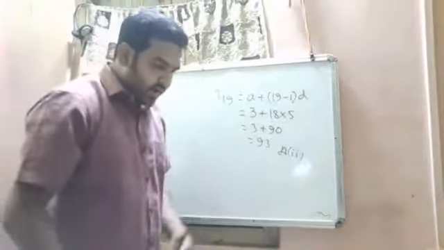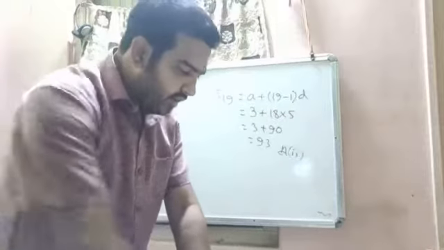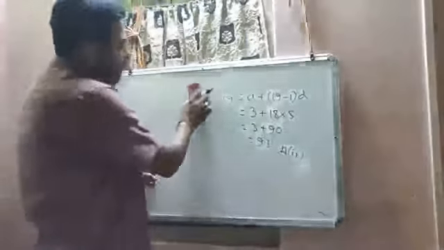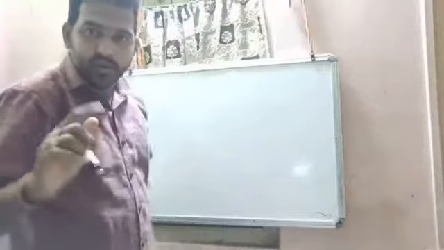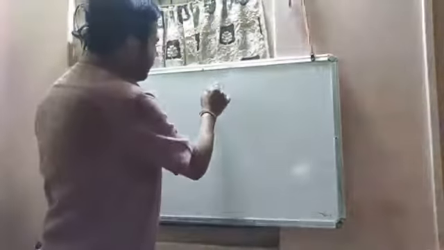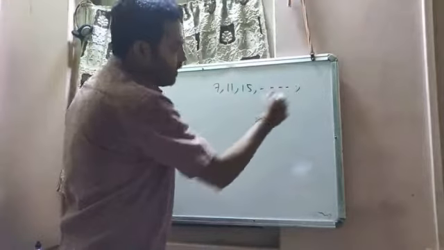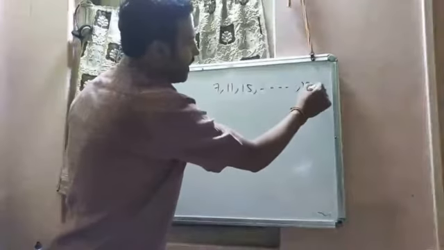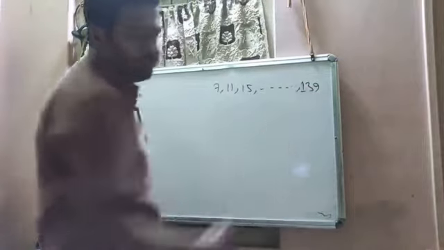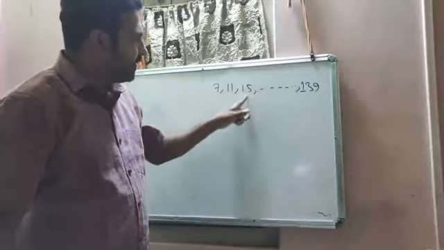Understood? Now let's move to the next question. How many terms are there in the AP? An AP is given. See, based on the first formula of AP, we are going to calculate the number of terms present in the AP 7, 11, 15, dot dot dot. The last term is 139. So this is the question given. Okay. So look at the AP again. 7, 11, 15, dot dot dot.